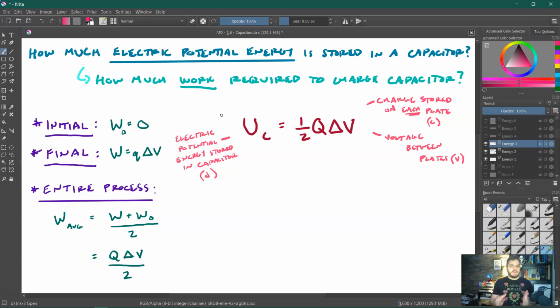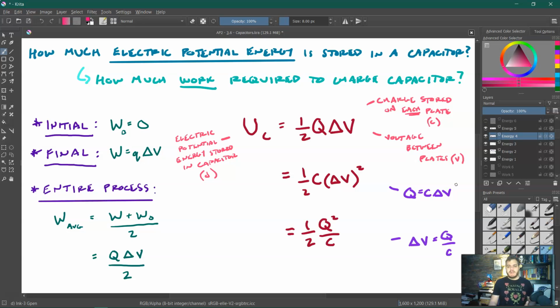Now this is one way you'll see the equation. We do see it in a couple other forms. First off, remembering that Q is C delta V, I can plug that in here, and I'm going to get 1/2 C times delta V squared. And additionally, another form would be, rearranging this equation, delta V is Q over C. So if I stick that into the top, I would get 1/2 Q squared over C. These are all exactly the same thing.